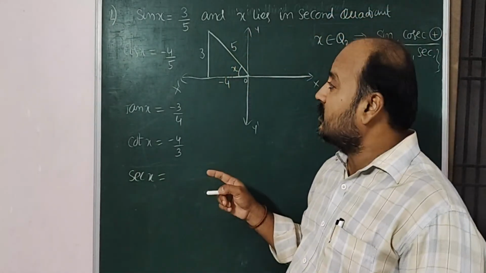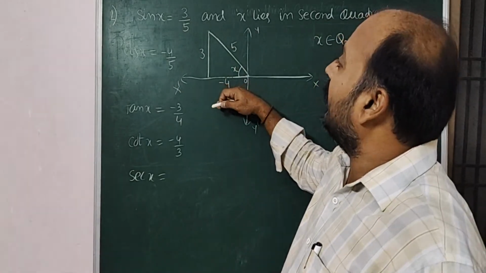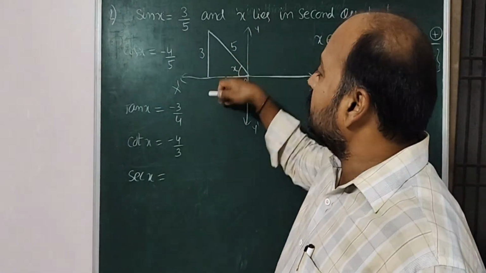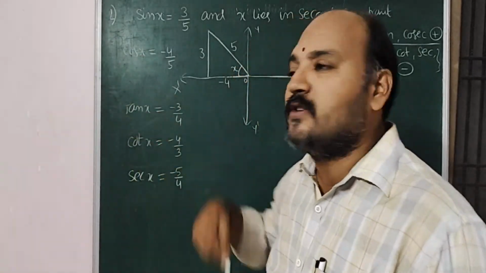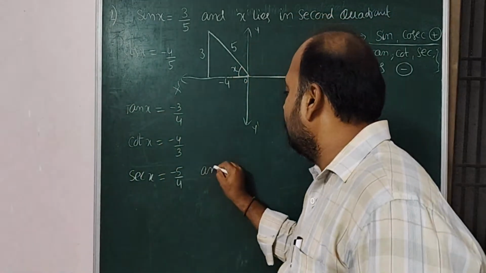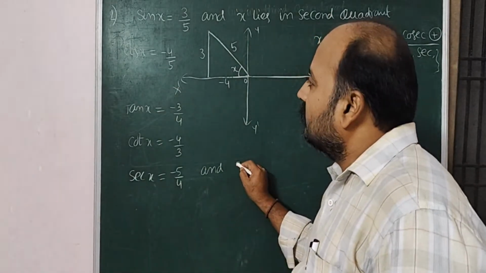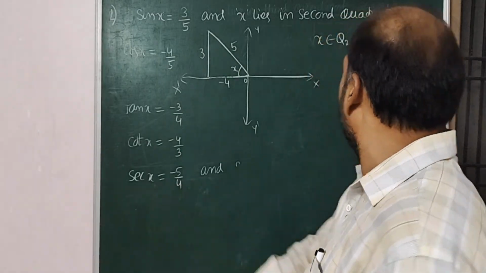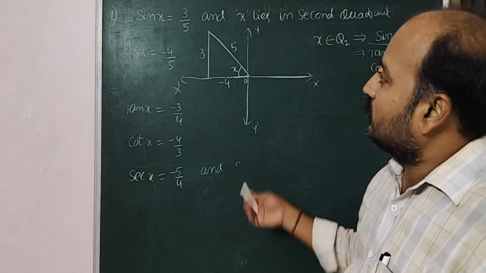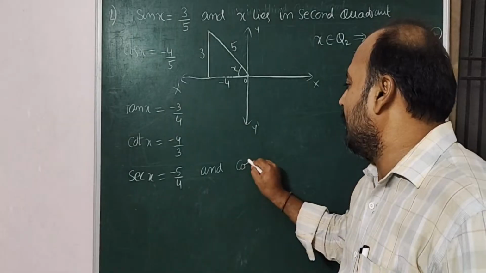Secant x means what? Hypotenuse by adjacent side, minus 5 by 4. Reciprocal of cos itself, dear students. And cos x, sin, cos, tan, what? All is over now? No, one more is there. Cosecant, reciprocal of sin x.